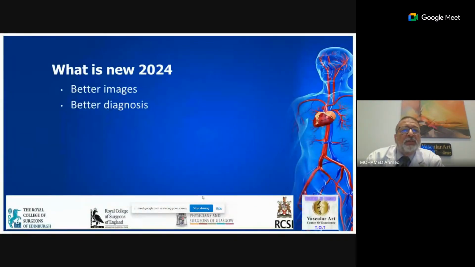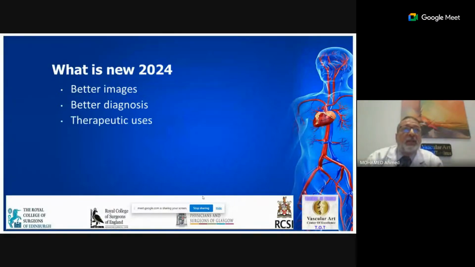What is new in 2024? We have better images. We can live stream the image into your mobile, so you don't need the big machines anymore. You get better diagnosis. You got something called red switch. You press on the button, red switch, and it will enhance everything. It enhances the Doppler signal, the image, and the color. So it is getting much easier.